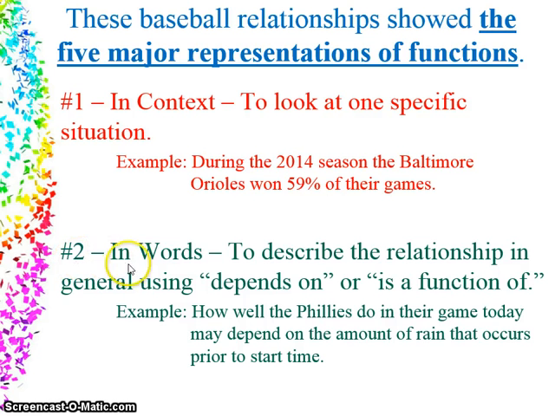The second way is in words. The second example I gave you said, how well the Phillies do in their game today may depend on the amount of rain that occurs prior to start time. This was describing the relationship in words, which means to describe the relationship in general using depends on or is a function of. We did this many times in Unit 1 Part 1 as we were trying to decide whether a situation was a relation or a function.